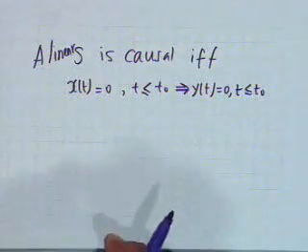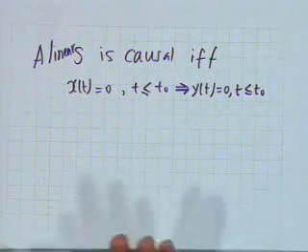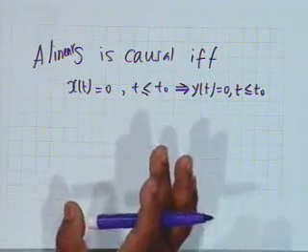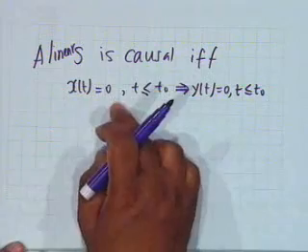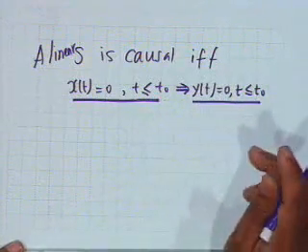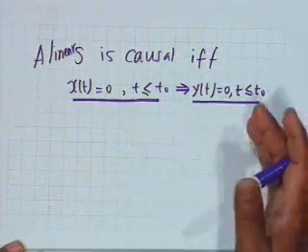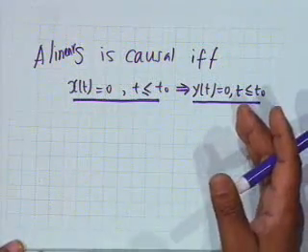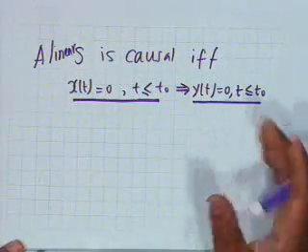In other words, the output must follow the input provided it is 0, not a non-zero value. x of t equal to 0, t less than t0 must imply that y of t, the output, cannot occur before the input attains a non-zero value. That's what it means, causality. Alright.